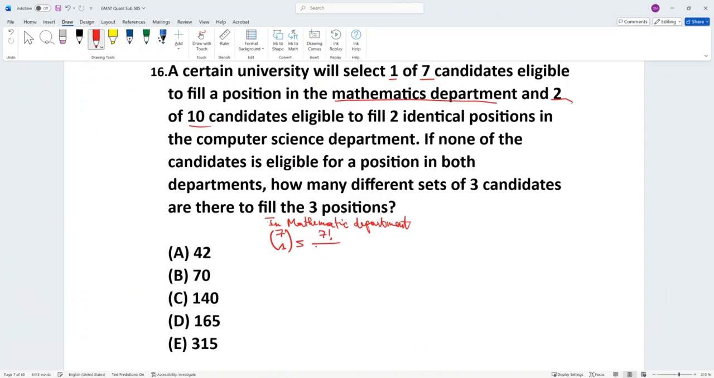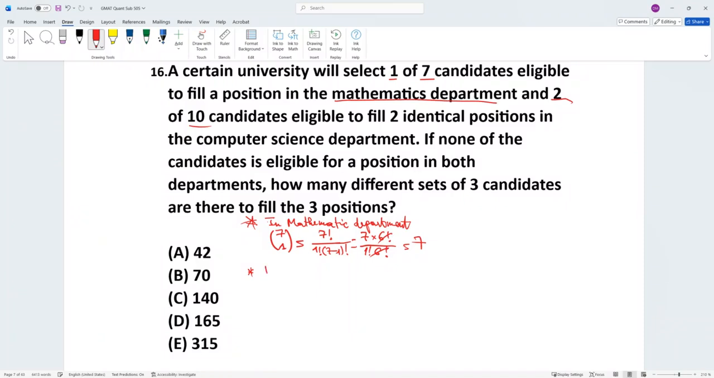7, 1, 7 minus 1, this is 6 times 7 factorial. Then we will have 6 like this. So this will be equal to 7. Okay. So in the mathematics department, we have 7 possible choices.